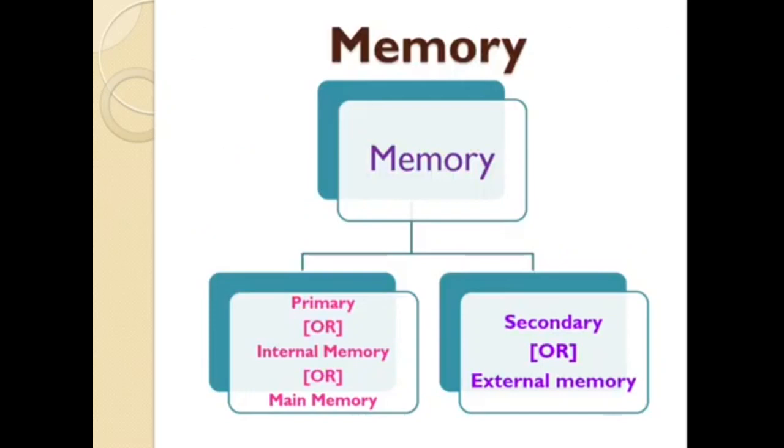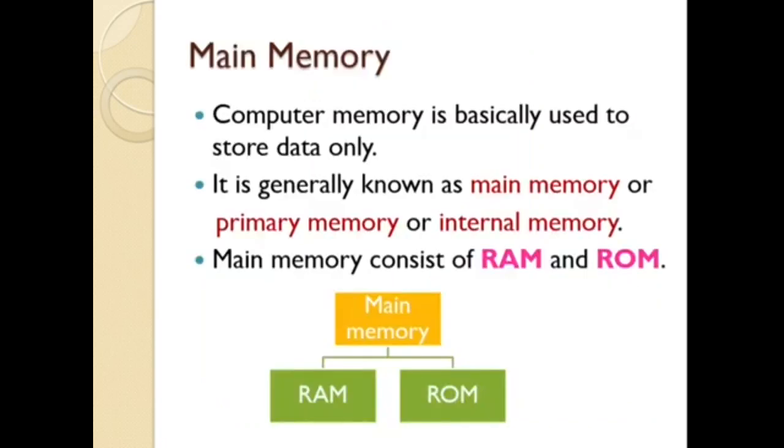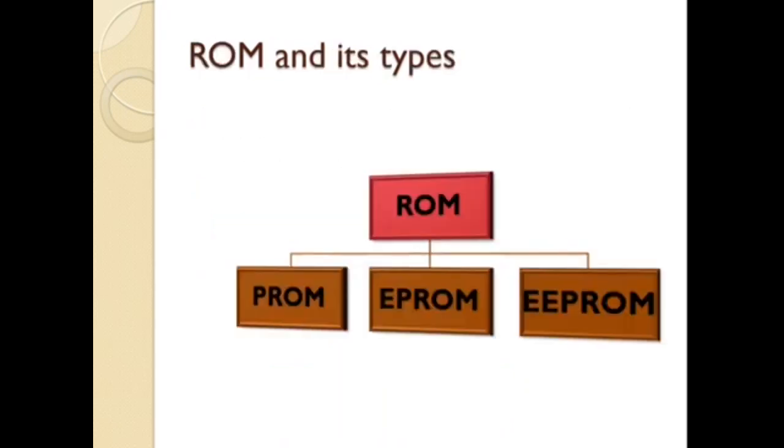In the last video class itself I said memory has two types. One is primary memory, the other one is secondary memory. The primary memory is also known as internal memory or main memory. The secondary memory is also called external memory or auxiliary memory. Main memory is once again divided into two types, RAM and ROM.